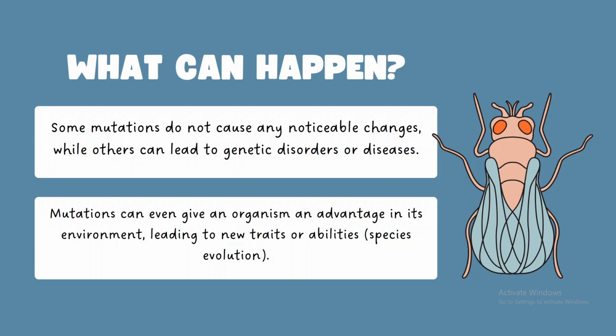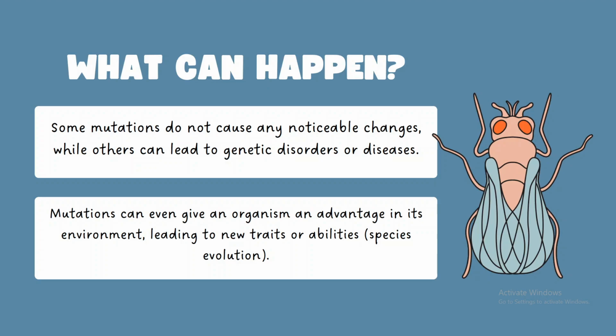Now, we should be careful about what can happen if genetic mutation occurs. Genetic mutations can have various effects on organisms, depending on the type, location and impact of the mutation. Some mutations do not cause any noticeable changes, while others can lead to genetic disorder or disease. Mutations can even give an organism an advantage in its environment, leading to new traits or abilities. If we discuss the genetic mutation effects, we can talk about, one, no observable effect. Many mutations have no discernible effect on an organism's phenotype or fitness. This mutation may occur in non-coding regions of DNA or may result in silent changes.